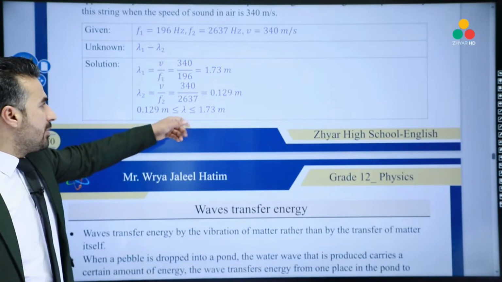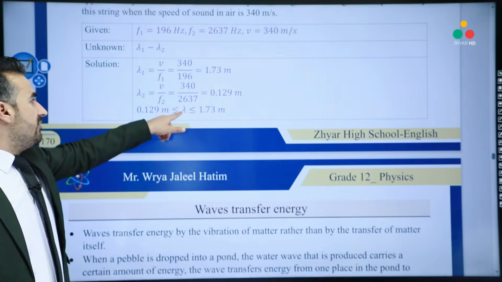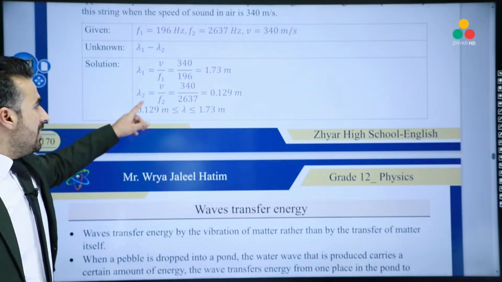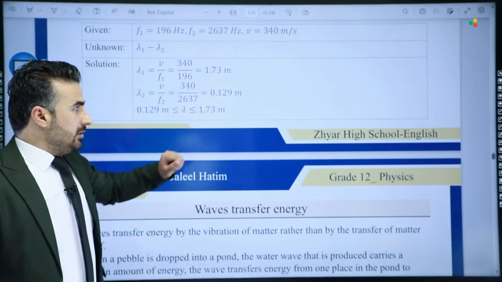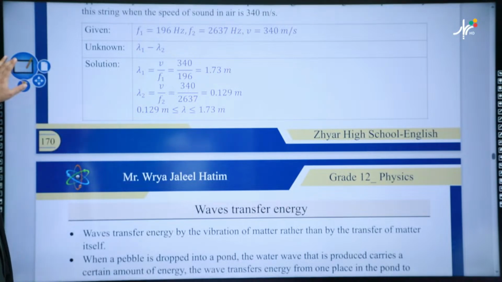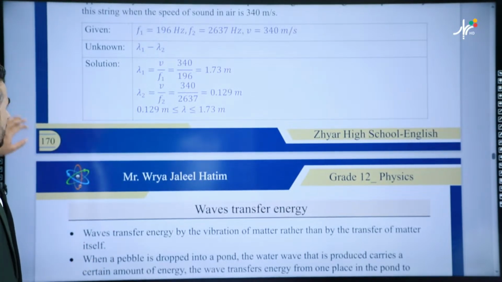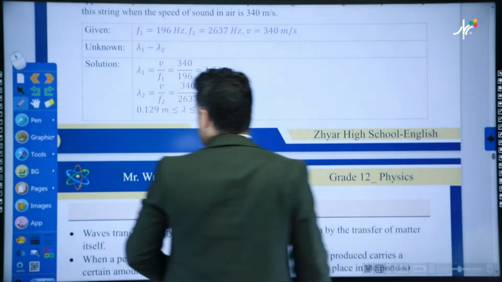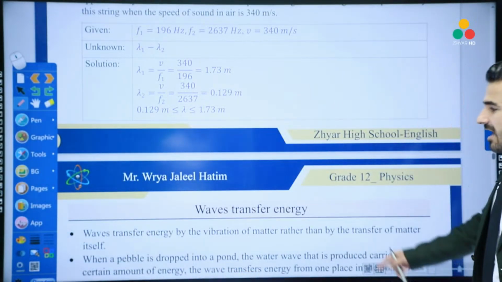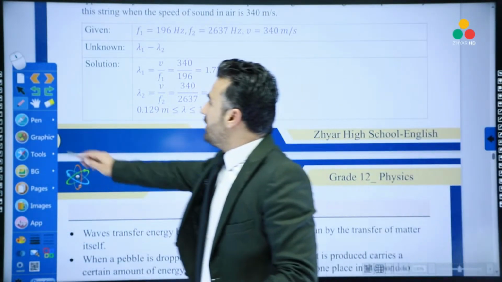I think it would be more proper if you put it this way. So we can say wavelength is bigger or equal to this, and of course it is smaller or equal to this value, because as the frequency increases, the wavelength decreases. Okay, moving on. We have waves transfer energy.